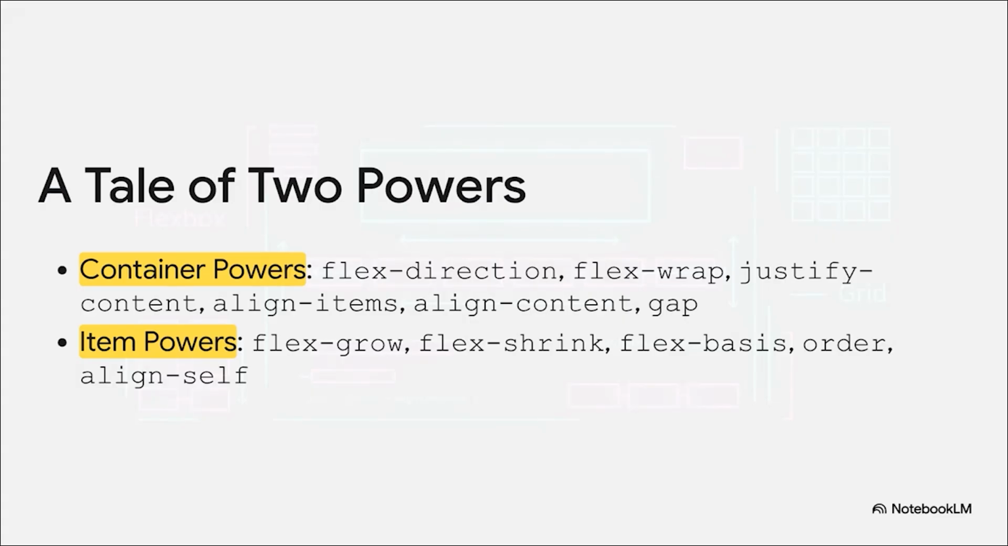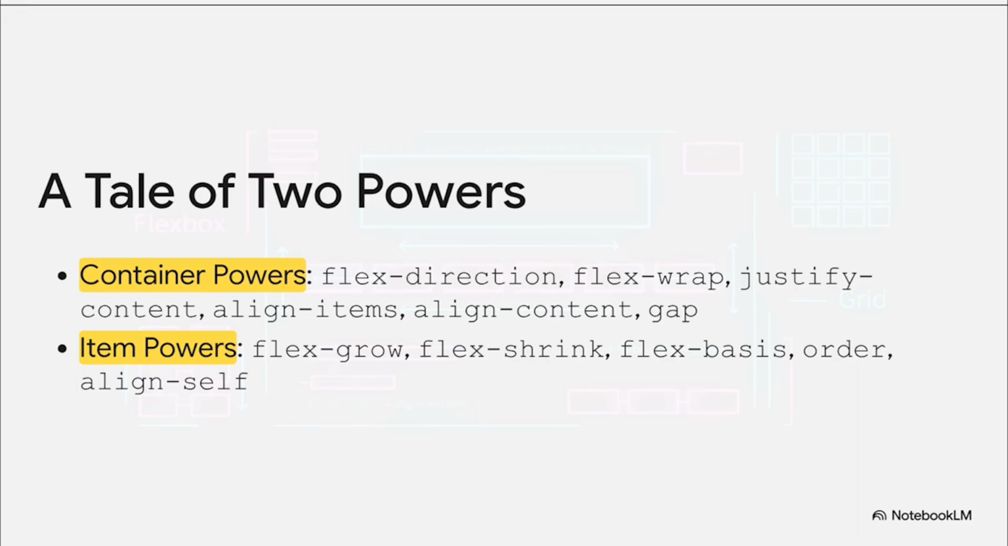And here is the absolute core concept, a separation of powers. The container, the stage, gets all the big picture controls. Things like direction, wrapping, and how to align the group as a whole. The items, the actors, they get their own set of powers to follow those rules, or in some special cases, to override them. This division of labor is the absolute beating heart of Flexbox.